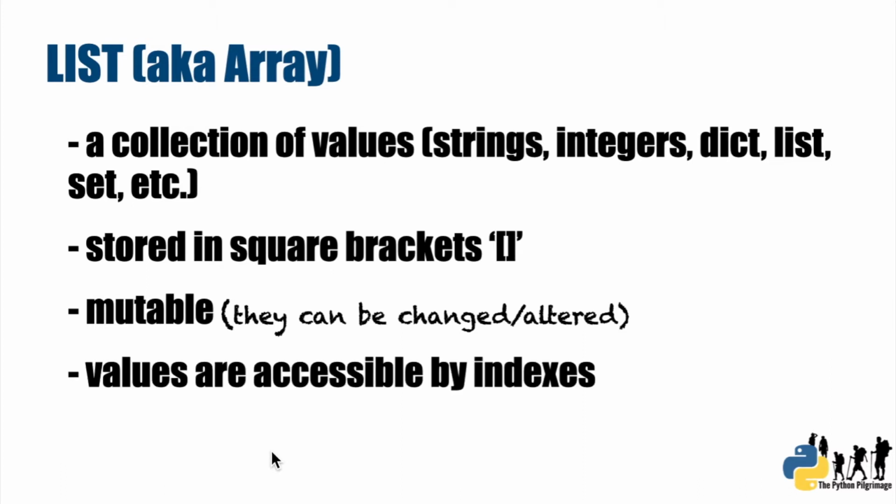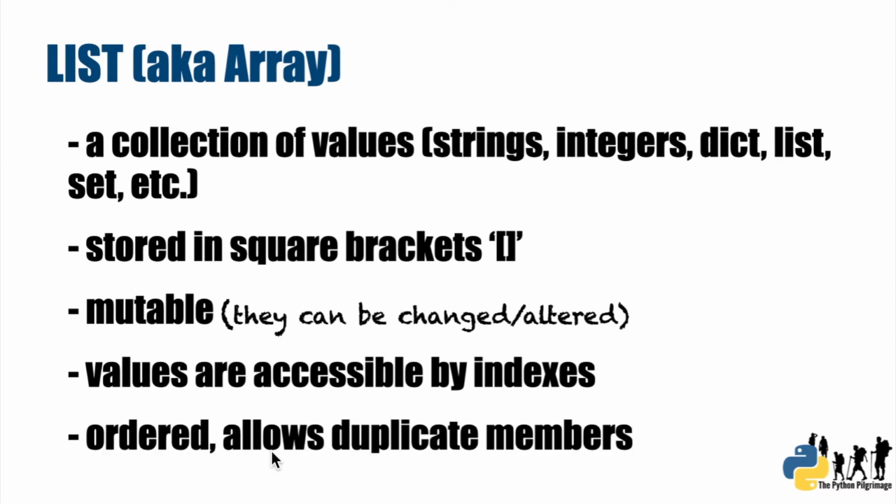Values are accessible by indices and they are ordered. Ordered because they are indexed and they follow the index counts. They also allow duplicate members, unlike a set.